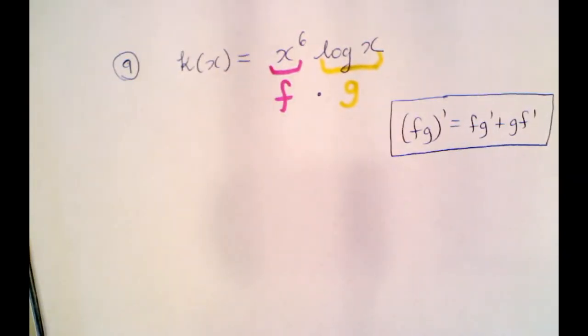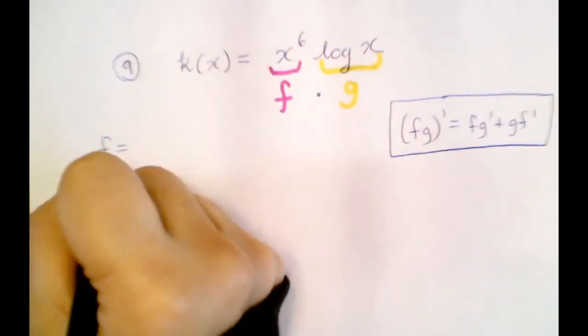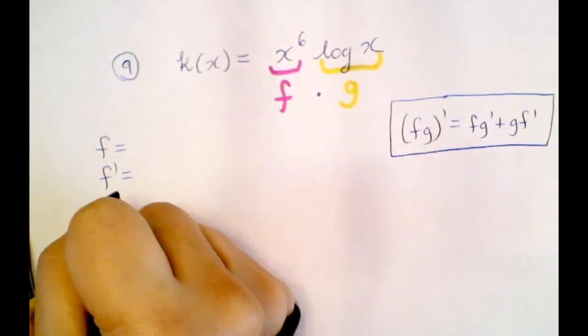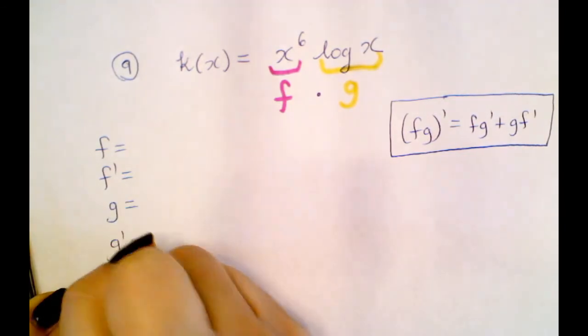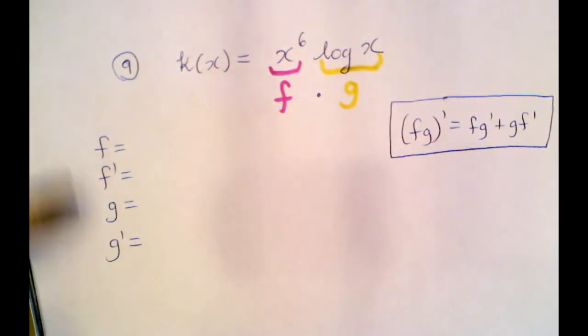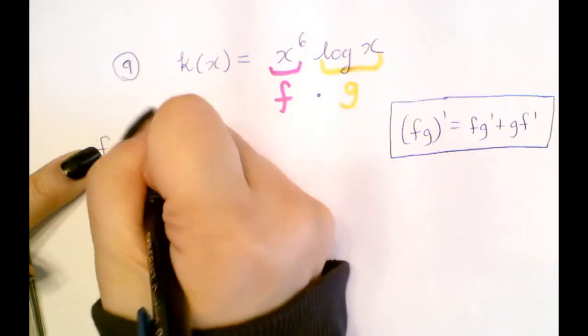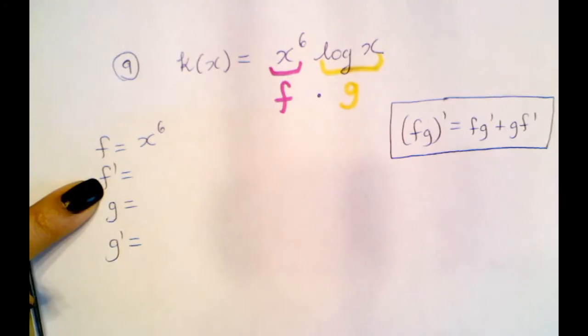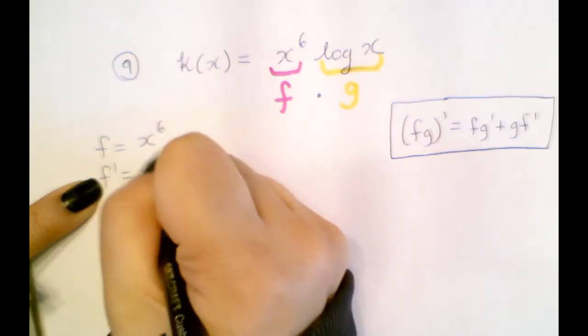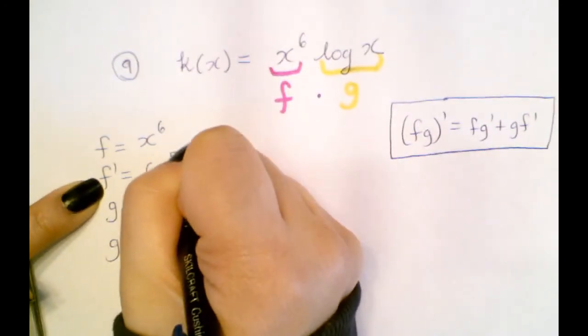Let's write down all our little pieces then, okay? So f equals, f prime equals, g prime equals. I started writing my little pieces after the first exam because I think it's easy to have them all listed and just put them together when we do the product rule. f is x to the 6th power. That means f prime is what? 6x to the 5th power.